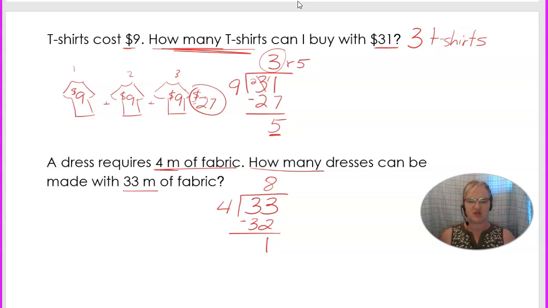So how many dresses can someone make with 33 meters of fabric? They can make 8 dresses. So there's our answer, 8 dresses. Now we'll have 1 meter of fabric left. So maybe you can make a matching belt or something else, or something smaller with that 1 meter of fabric that's left. But right now, you can't make another dress with it unless it's a doll dress perhaps, or a smaller dress, because you need 4 meters for every dress in this problem.